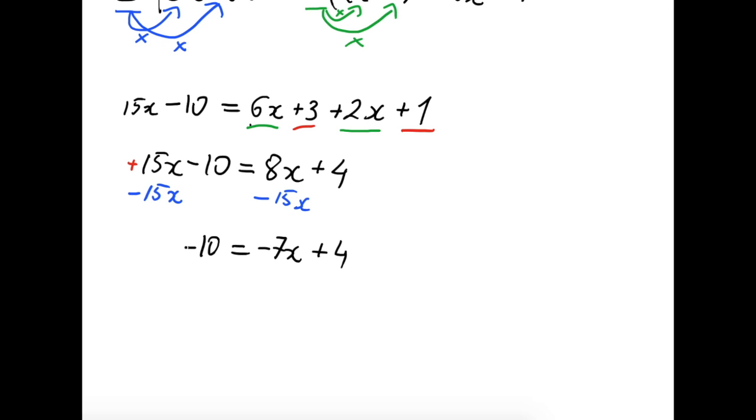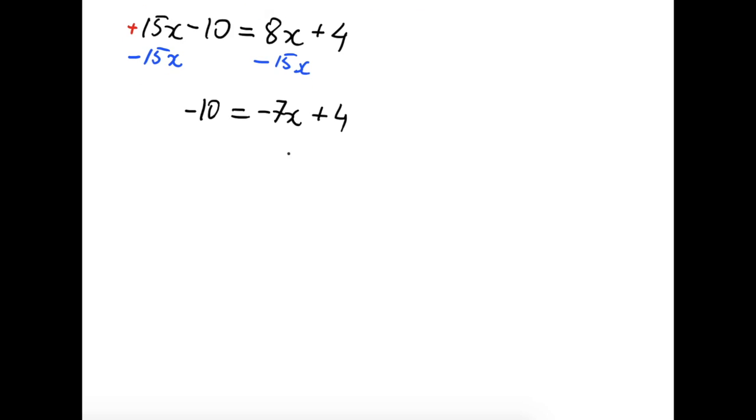So now I'm almost where I want to get, but I have another problem to deal with. Take a look at this. I have numbers on this side, and I have numbers and letters on this side. So what I want to do, I want to get rid of that plus 4 on this side. I want it to disappear on the right hand side of the equation. So what I'm going to do is this.